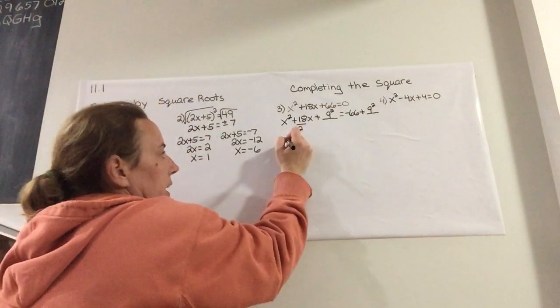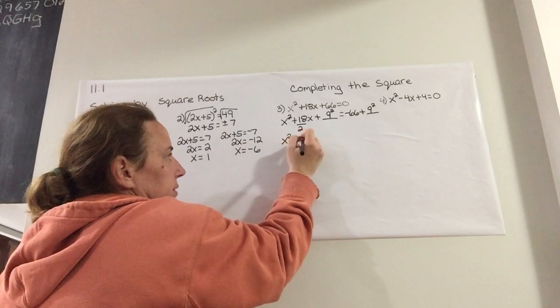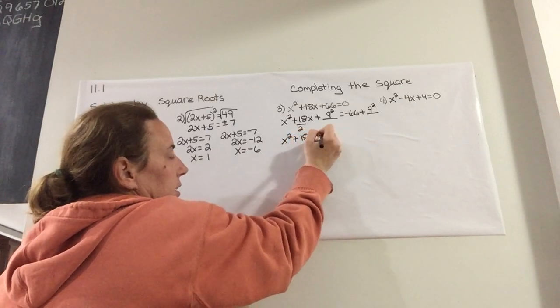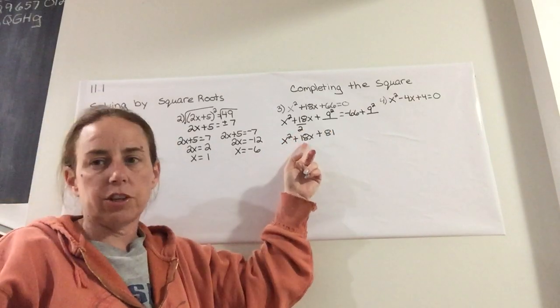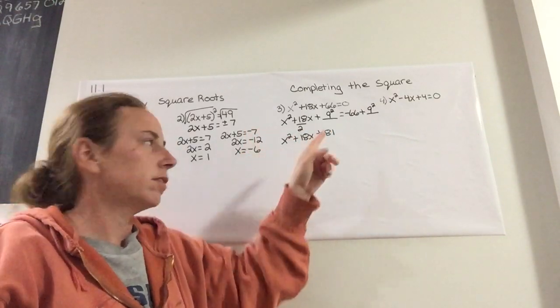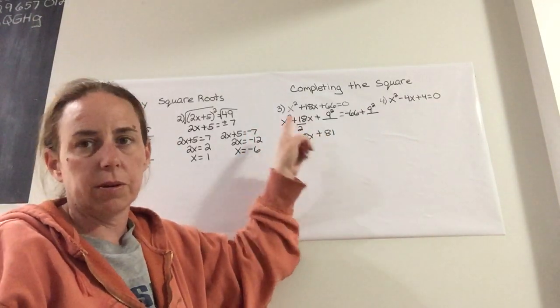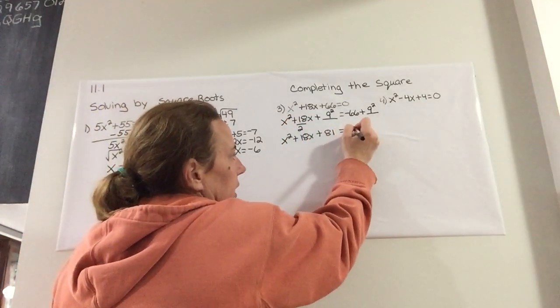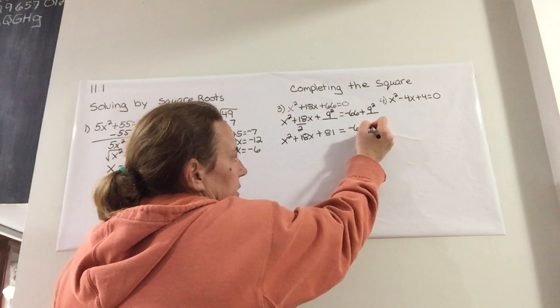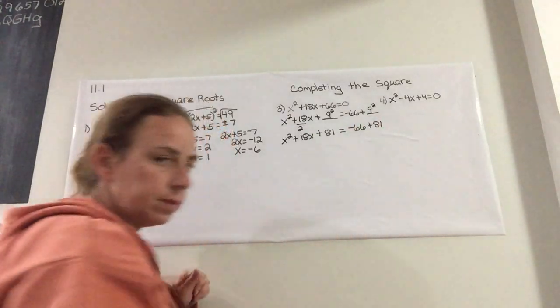Okay? So I have x squared plus 18x plus 81. Notice how this number's not changing. We just did it to get this number. We only divided by 2 to get that number. Equals negative 66 plus 81. Okay?